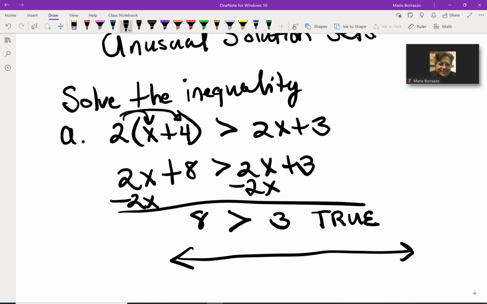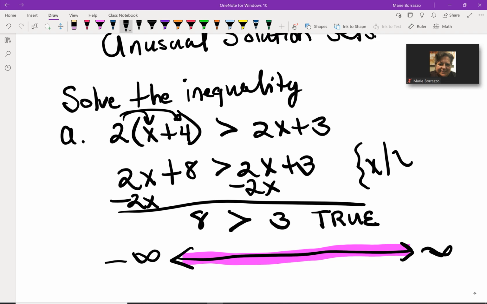So our number line, we will go from negative infinity to positive infinity, and we would argue that x is any value within the number system. So in set builder notation, we would say x is a value where x is a real number, or you can put R for real numbers. Or you can say, in interval notation, negative infinity comma positive infinity. So that's one unusual solution they cover.